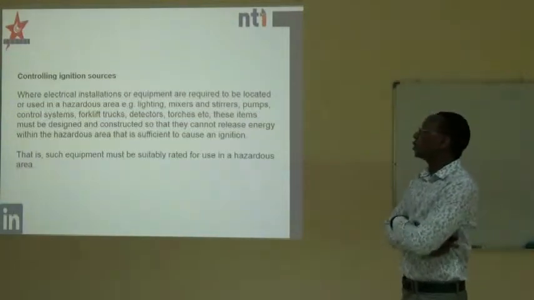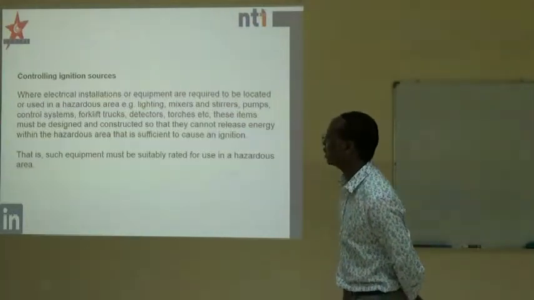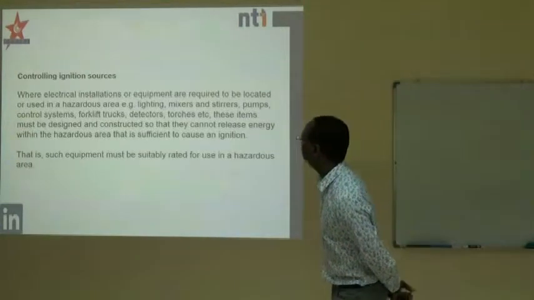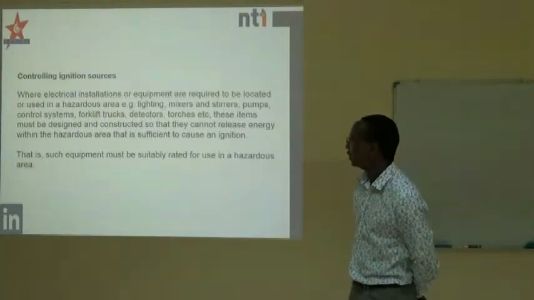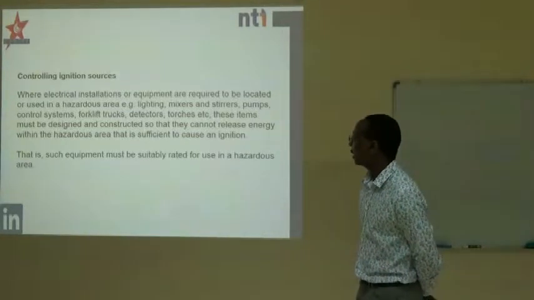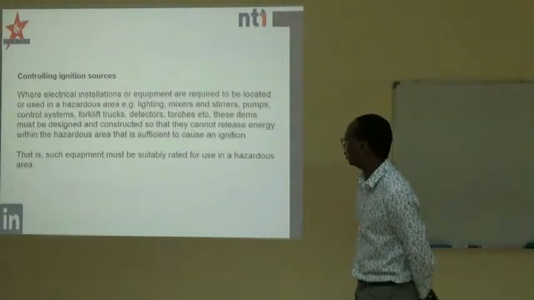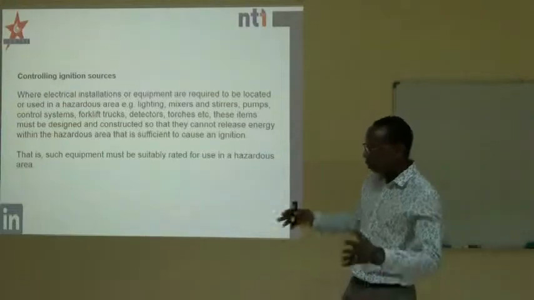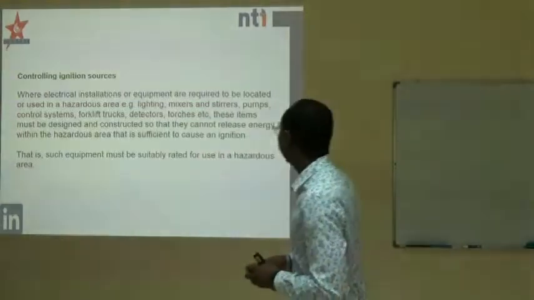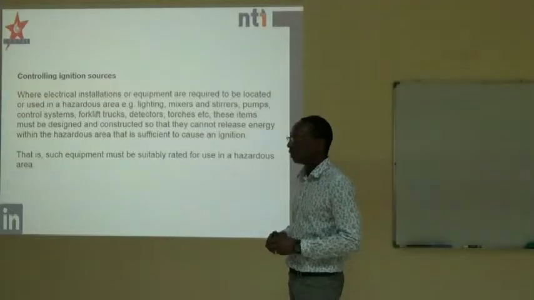Okay, the next thing, let's look at controlling ignition sources. Where electrical installations or equipment are required to be located or used in hazardous areas, e.g. lighting, mixers and stirrers, pumps and control systems, forklifts, detectors, torches, etc. These items must be designed and constructed so that they cannot release energy within hazardous areas that is sufficient to cause an ignition. What are we saying? All equipment that is going to be used in the plant in hazardous areas must be specifically designed to be able to work in that area.